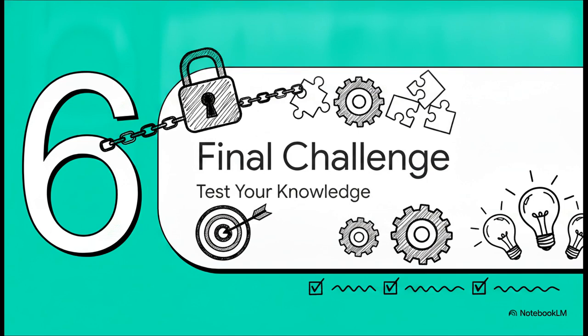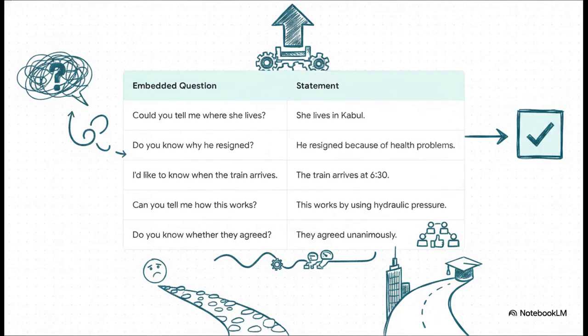Section 6, the Final Transformation Challenge. All right, let's lock in everything we've learned with a synthesis and a quick test. I want you to take a mental snapshot of this table. It's really the ultimate visual proof of how clunky questions transform into concise professional statements. Look at the transition from, "Can you tell me how this works?" to the super precise engineering statement, "This works by using hydraulic pressure." Or moving from, "Do you know whether they agreed?" to the definitive boardroom fact, "They agreed unanimously." That right column? That is the exact tone you want for advanced academic and business communication.